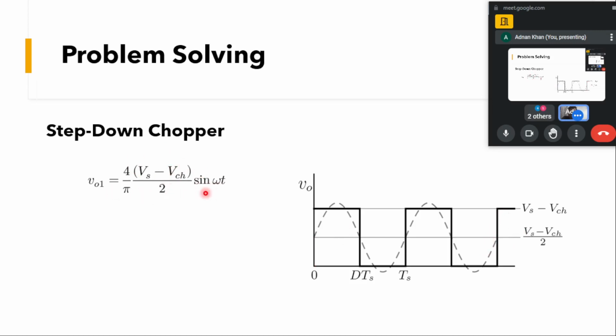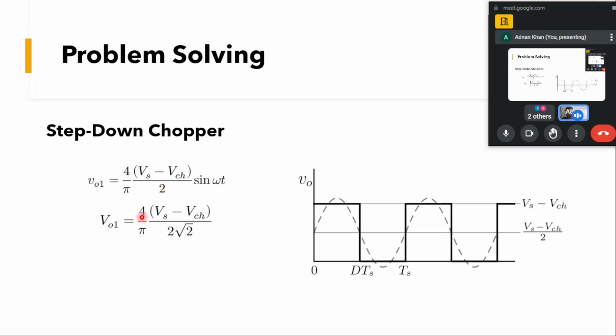And it is also sine omega t. Here, omega t will have a value around the switching frequency, not the 50 Hz fundamental AC. Here we are dealing with high frequency, with Ts, but we don't need to use it because we need the RMS value. We know the RMS value is the peak divided by root 2, so if you divide the peak value by root 2, we get the RMS value.